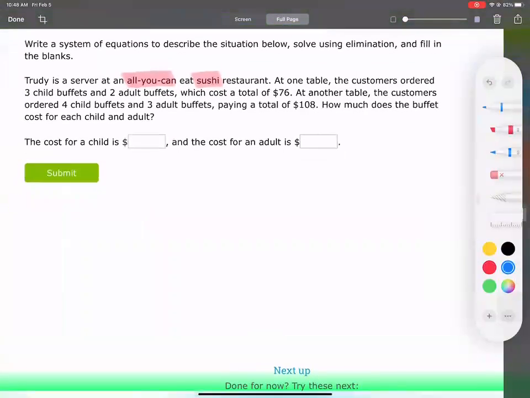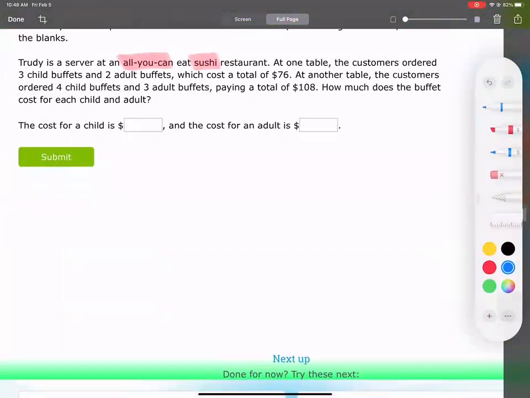Trudy is a server at an all you can eat sushi restaurant. I feel sorry for Trudy. At one table, the customer ordered 3 children buffets, and I'm going to use C for child, and 2 adult buffets, and the total is only $76. What in the world? This is some grade D sushi. At another table, the customer ordered 4 children buffets and 3 adults, and they paid $108.